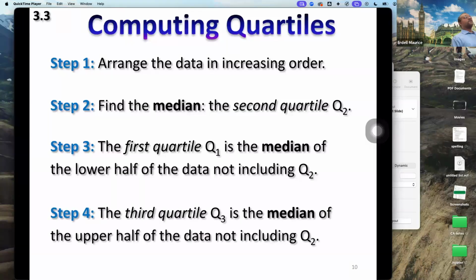Well, guess what? To find Q1, you simply find the median of the lower half of the data. And then to find Q3, you find the median of the upper half of the data. So you're just going to find the median 3 times. Find the median for the full data set, take the lower half and find its median, and then take the upper half and find that median, and that will give you your Q1, Q2, and Q3. Questions there?